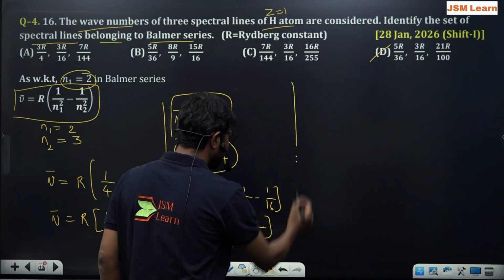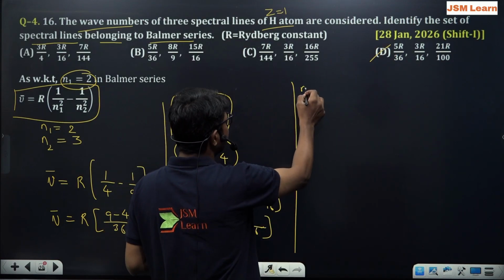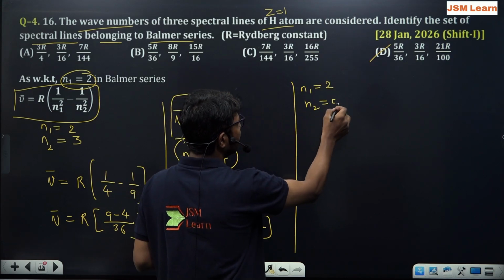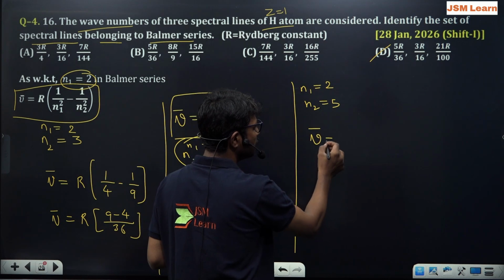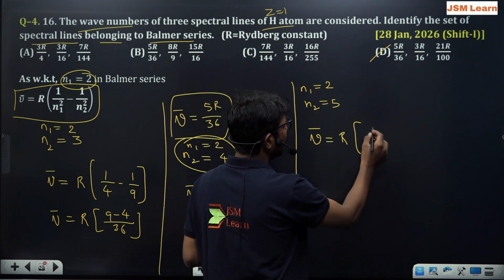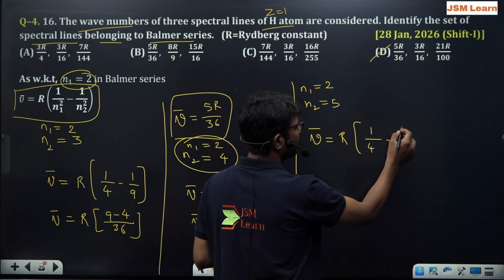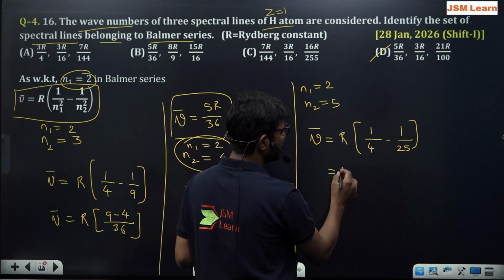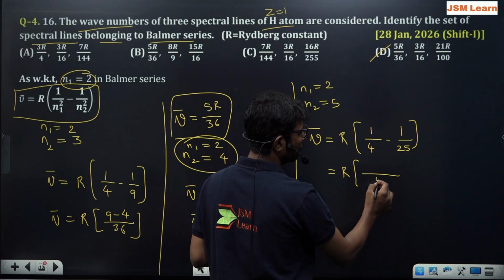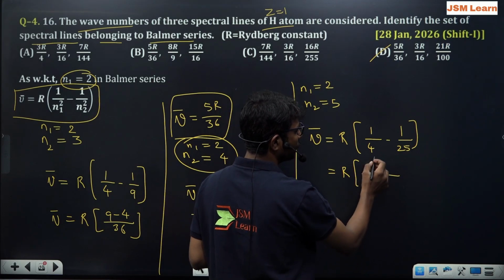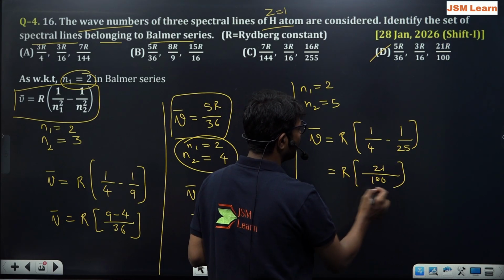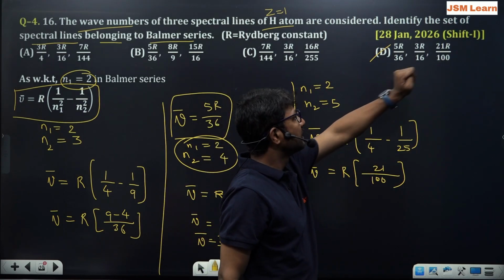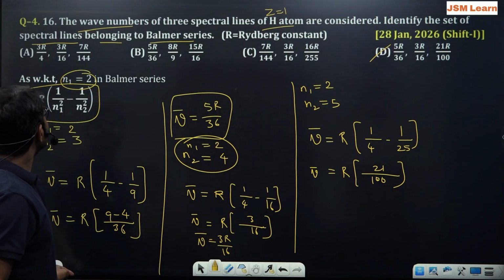Though, if you want to check the third one, the third line, in the case of the third line in the Balmer series, N1 value is 2 and N2 value is 5. So again on substituting these values, mu bar is equal to R into (1 upon N1 square minus 1 upon N2 square). So this can be written as 25 into 4, 100. So 25 minus 4, 21. So 21R upon 100. So which is the correct option here? D. So like this, you can select the correct answers.